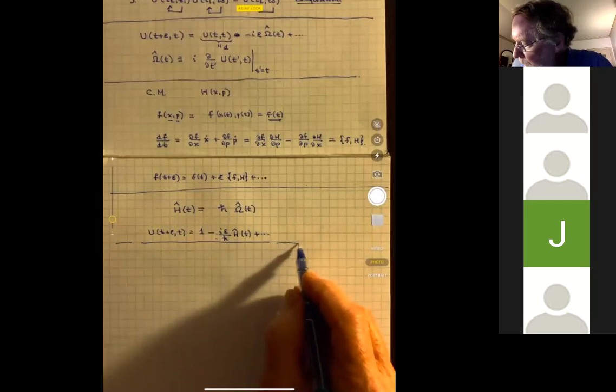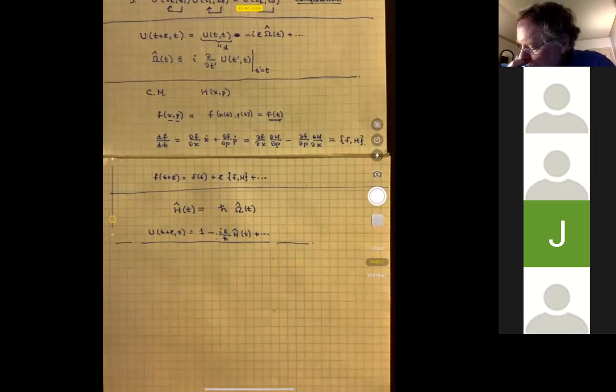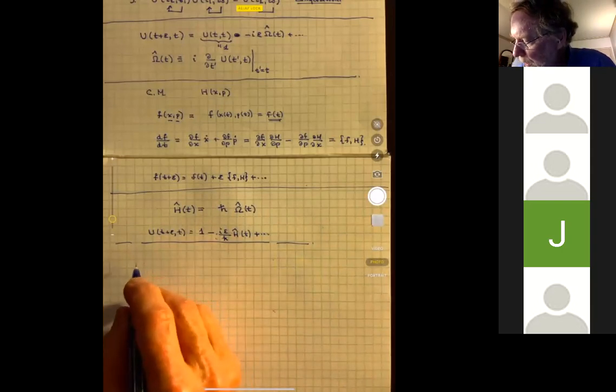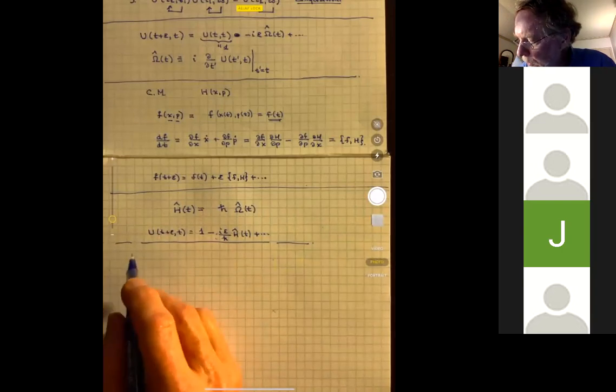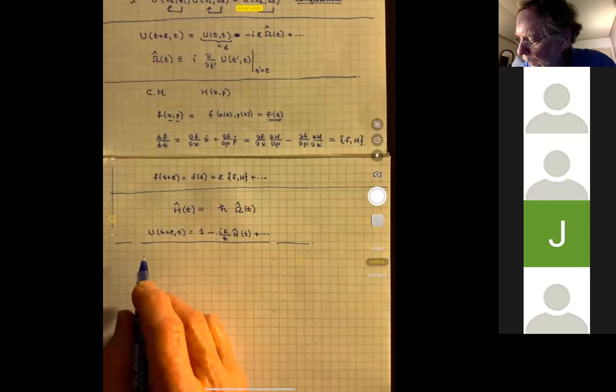All right. I think that was something I wanted to do earlier and I didn't do. Anyway, I'll leave it for now. Given the importance of U, it's important to work out a differential equation for U.